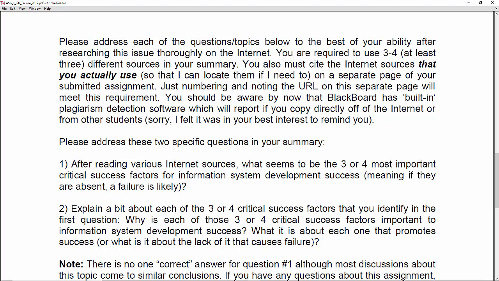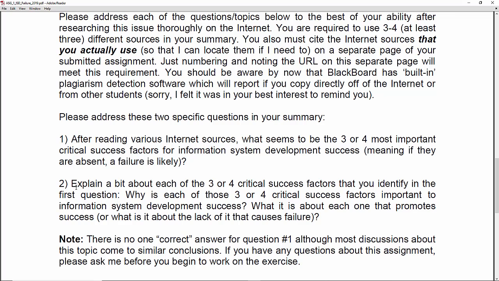After reading various internet resources, what seems to be the 3 or 4 most important critical success factors for information system development success, meaning that if these critical success factors are absent, failure is likely. Two, address the second question. Explain a bit about each of the 3 or 4 critical success factors that you identified in answering this first question. Why is it that each of these 3 or 4 critical success factors are important to information system development success? What is it about each one that promotes success or that seems to stimulate failure when it's absent?